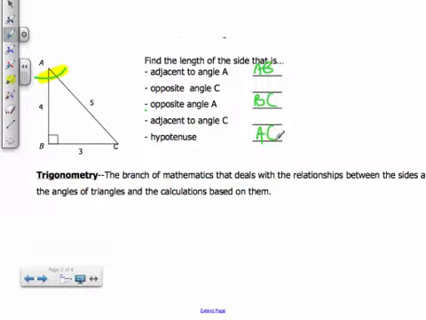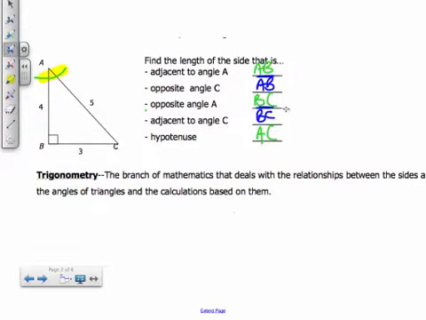Okay? Based on that, I want you to see if you can figure out what the side is that's going to be opposite angle C and adjacent to angle C. So go ahead and try that. Press pause, answer the question, and then come back to me.